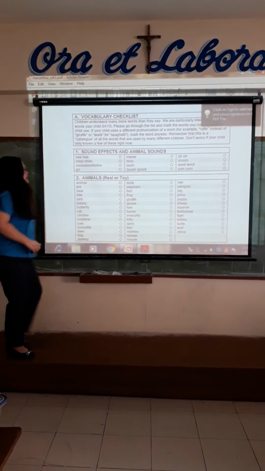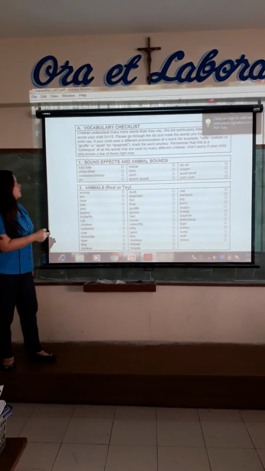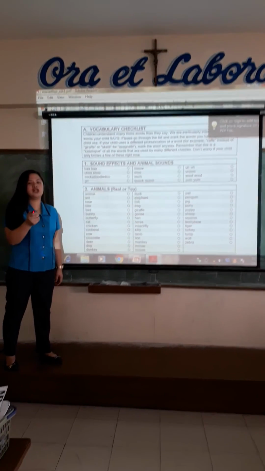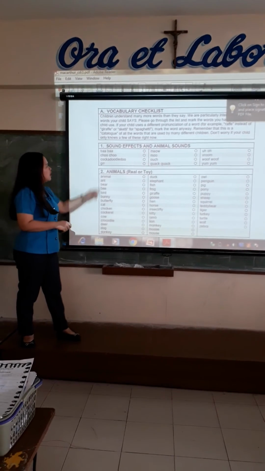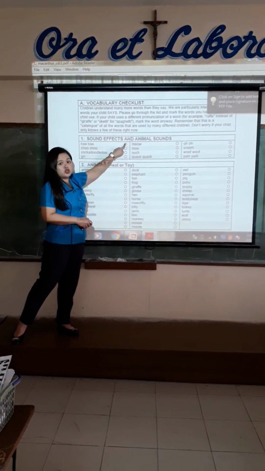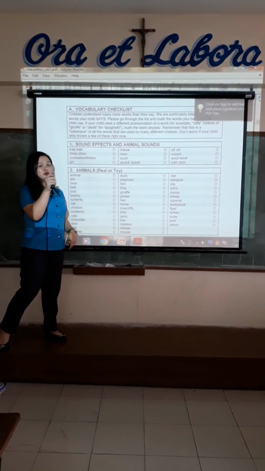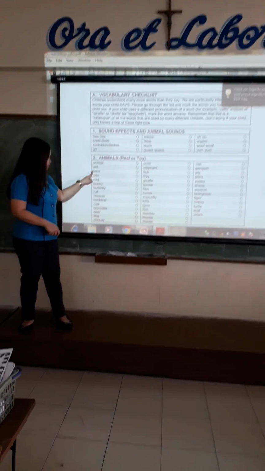Since we are talking about oral language, all of the domains are for the vocabulary checklist, the sound effects and animal sounds. If the child is able to identify the sound effects and the animal sounds, you will check or shade the value. And again, these are the choices.